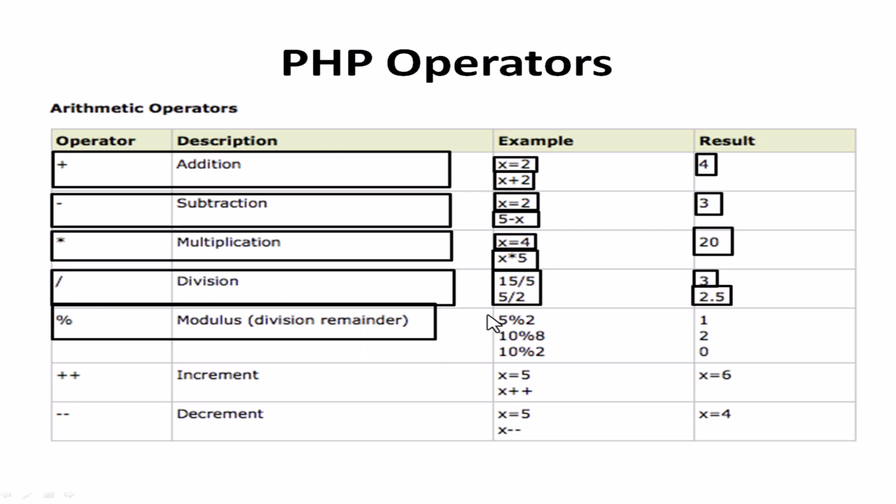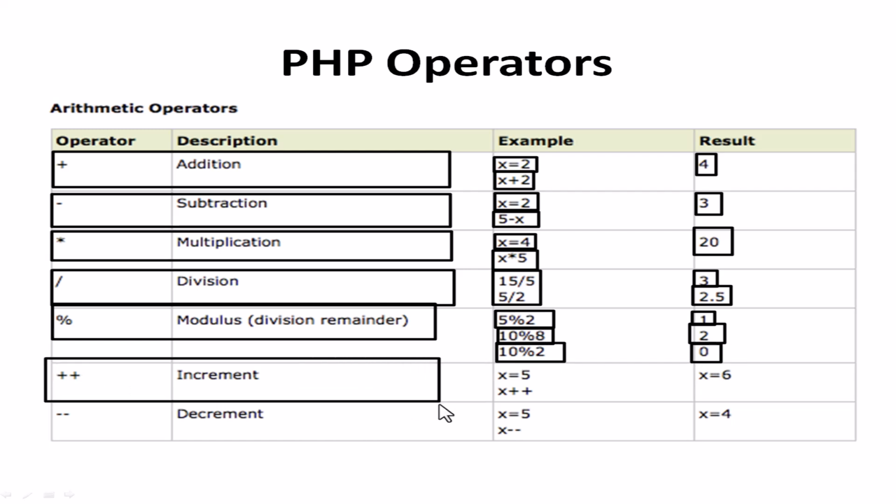Next one is modular division. It is going to show the remainder of the resultant value. So 5 modulo divided by 2, it means the remainder is 1. So here it is showing 1. Now here 10 is going to be divided by 8, so now the remainder is 2. Similarly 10 mod 2, the remainder is 0. So it is showing 0.